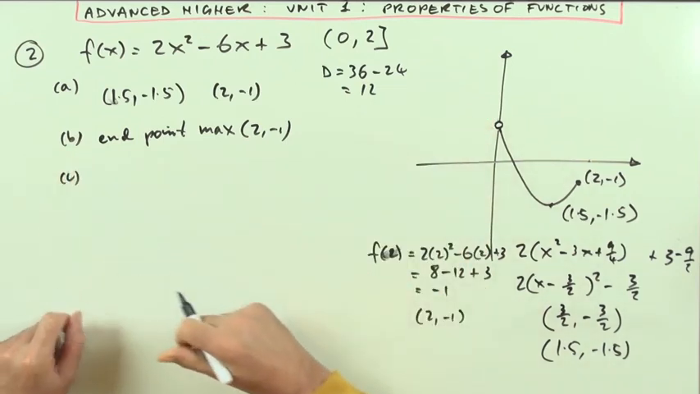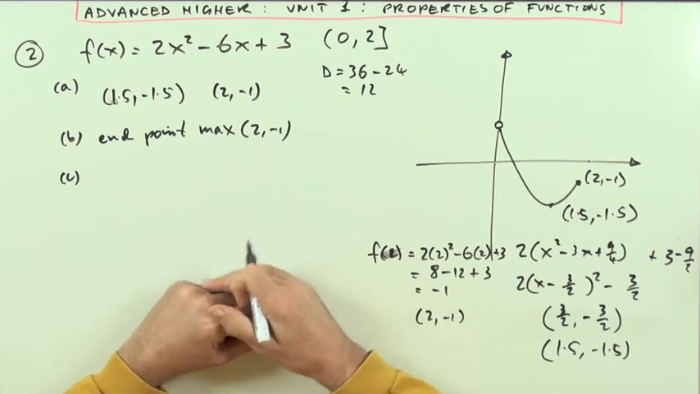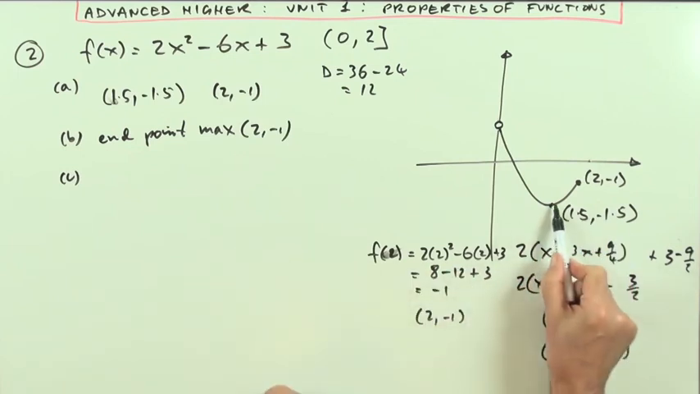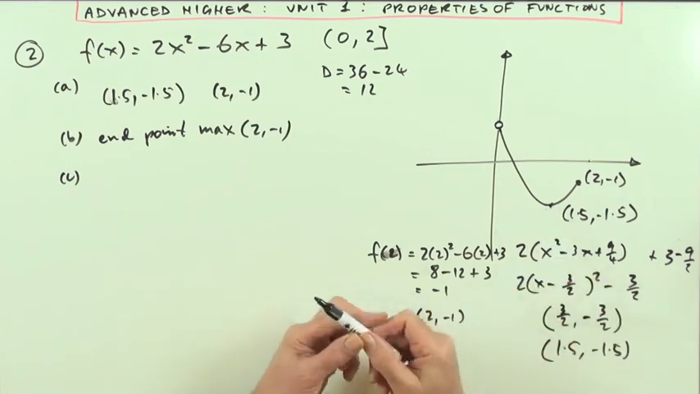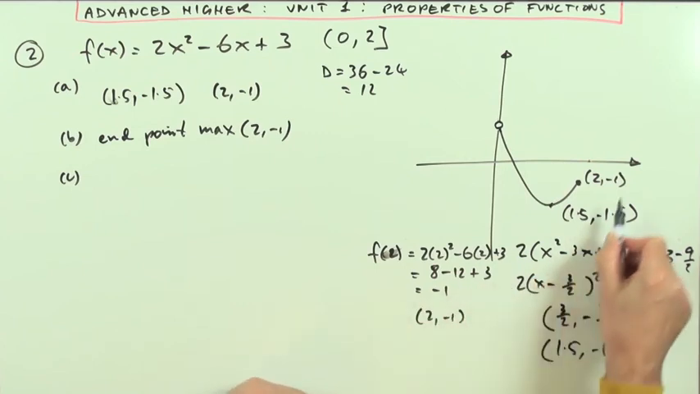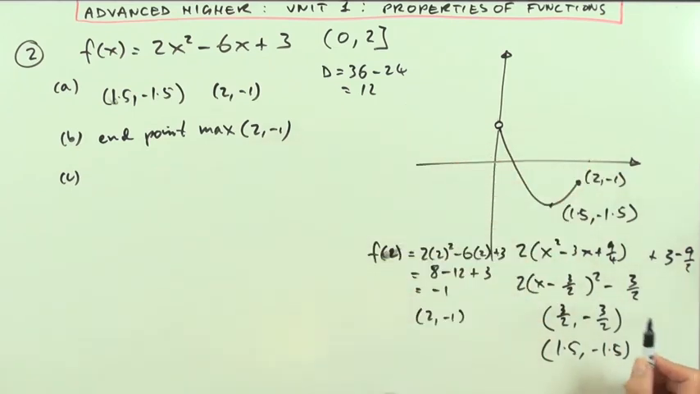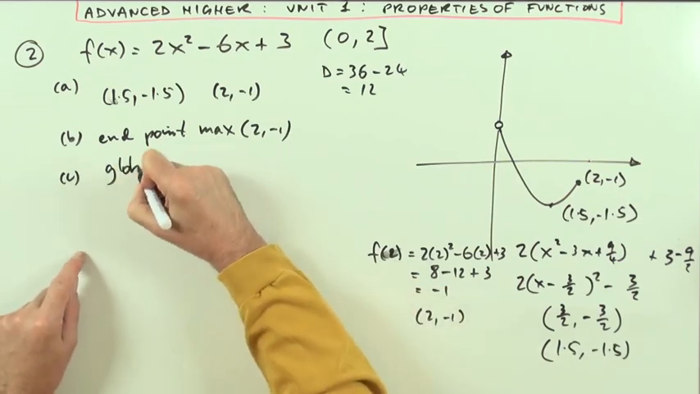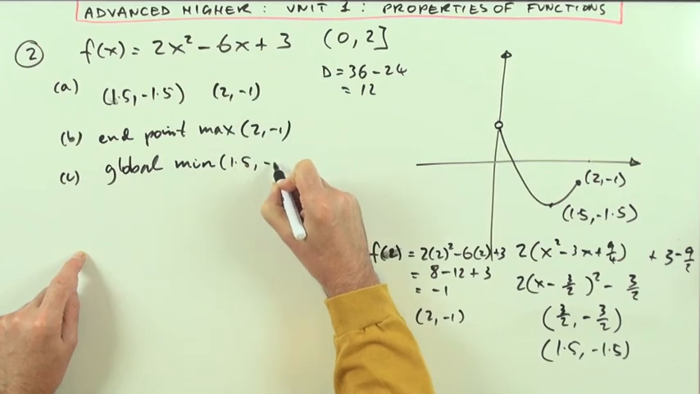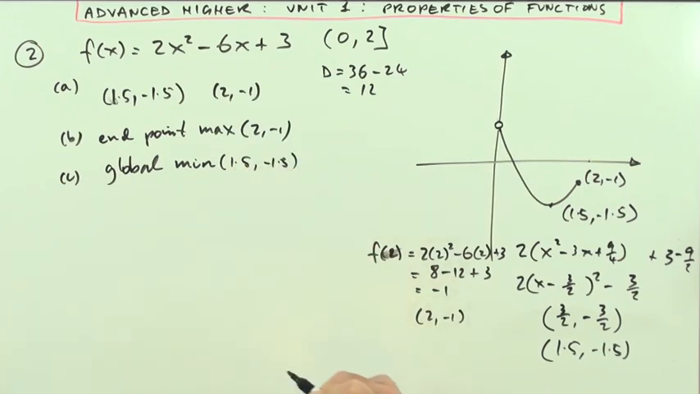Now, part C was a bit global, meaning overall, and this is where it can gain its true crown. Yes, I've got a local minimum there because it's lower than anything on either side of it, but again, overall, out of the whole domain, it's the lowest overall. So I've got a global minimum at 1.5, negative 1.5.